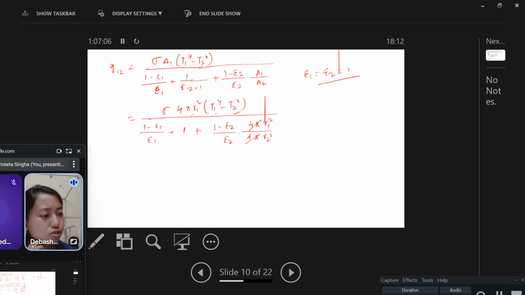So this part will directly become 0, this part will become 0, this part will become 0. This is even easier, because if these parts become 0, only 1 is there. So only the numerator remains.